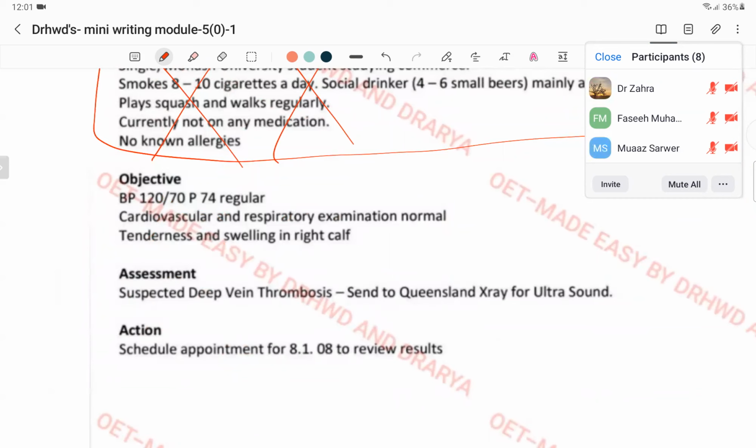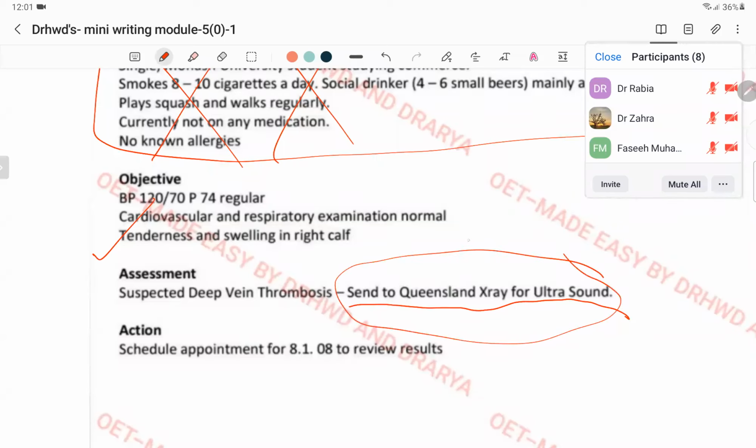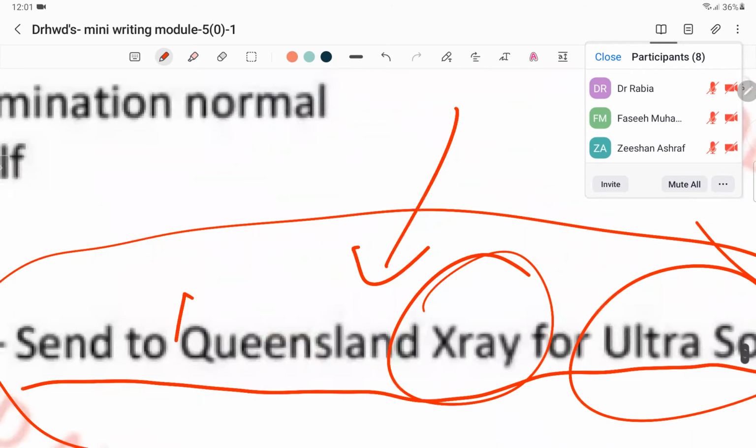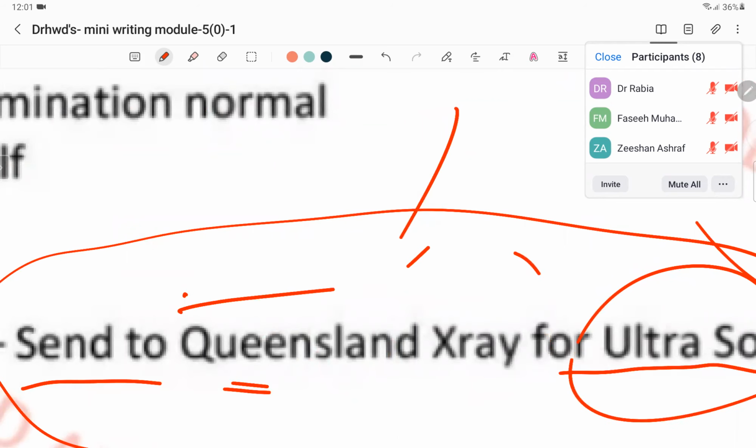Okay, BP 120/70, pulse is 74, cardiovascular and respiratory examination normal. There was tenderness and swelling in his right calf. Suspected deep venous thrombosis, sent to Queensland X-ray for ultrasound. What does this mean? Dr. Zahra, what does it mean? Ma'am, he was sent to the Queensland X-ray department for ultrasound. That doesn't mean that he needs an X-ray and an ultrasound, right? Yes, ma'am, that's the name of the place. They already sent him to Queensland X-ray for ultrasound. Yeah, this is the name of the place, right?